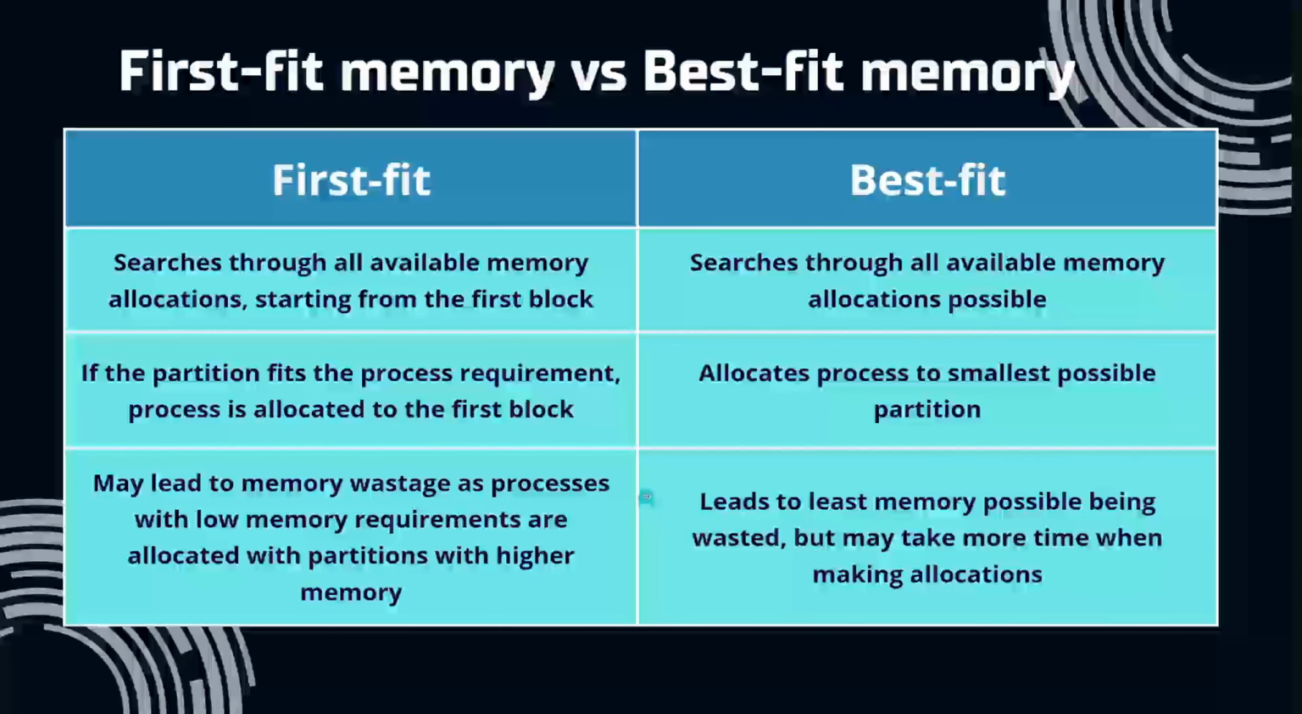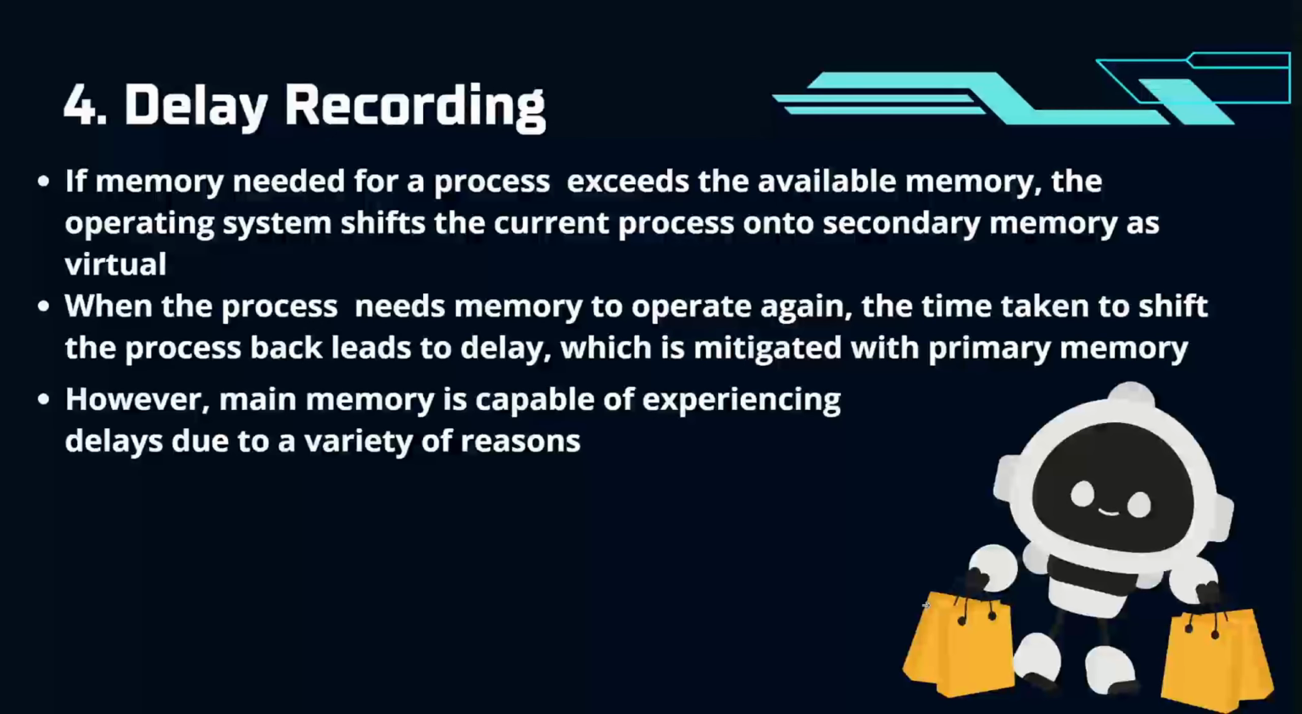For best fit, it leads to the least memory possible being wasted, but may take more time when making allocations. Next is delay recording. If memory needed for a process exceeds the available memory, the operating system shifts the current process onto secondary memory as virtual memory. When the process needs memory to operate again, the time taken to shift the process back leads to delay, which is mitigated with primary memory. However, main memory is capable of experiencing delays due to a variety of reasons.